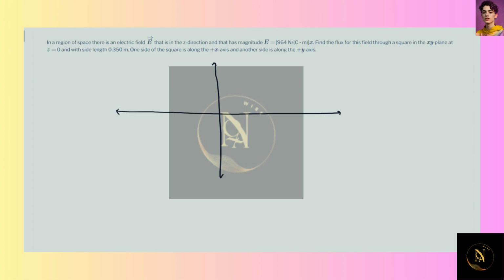So this is the coordinate plane, and we have a square over here, which looks like this. One side is towards the plus x-axis, and another side is towards the plus y-axis, and this is 0.35. The electric field is towards the plus z axis, so I'm going to point it with a cross, which means that it is going inside the plane, perpendicular to the plane which we are seeing.